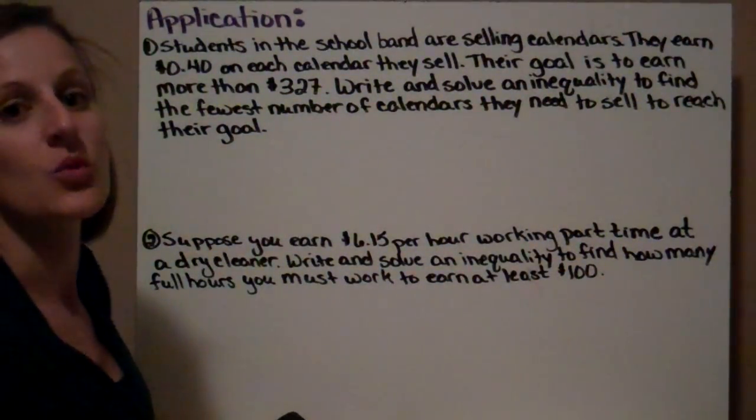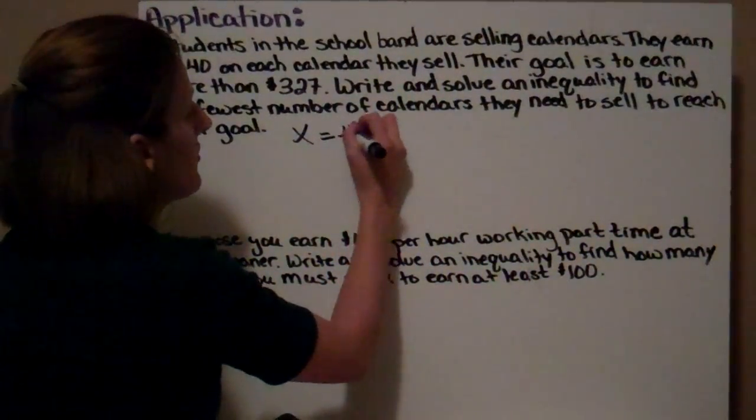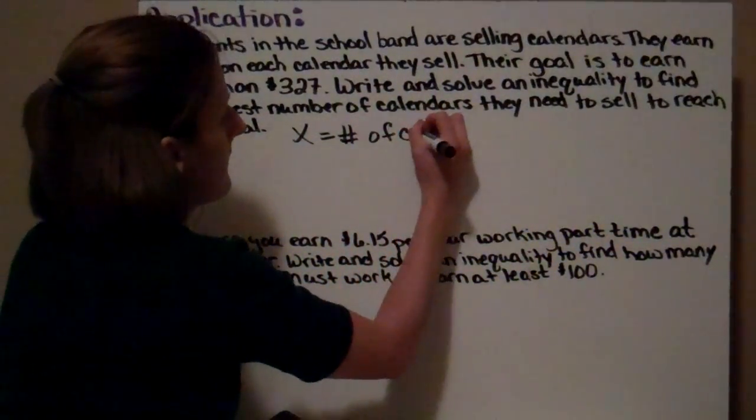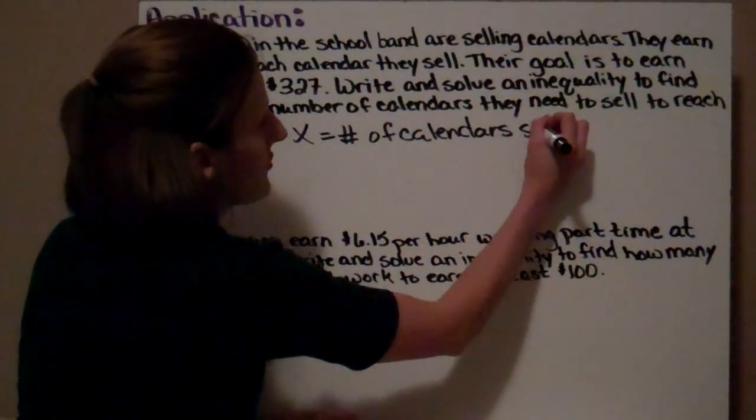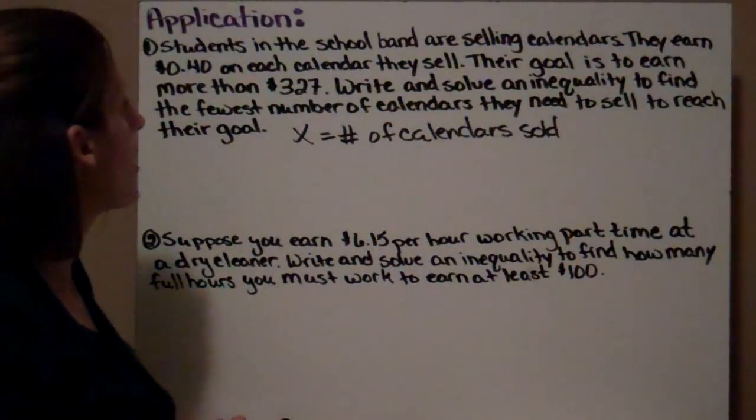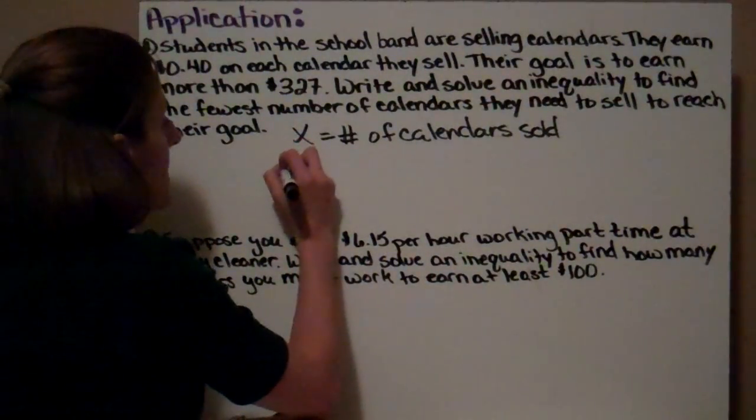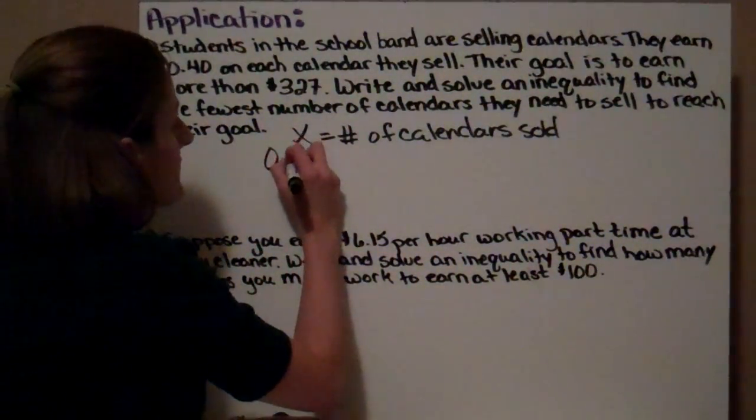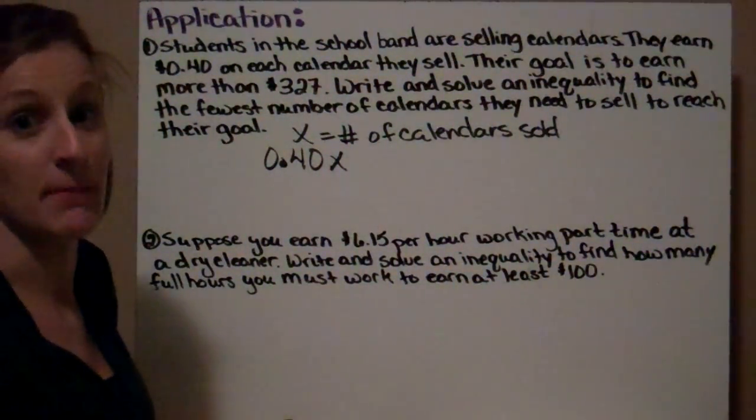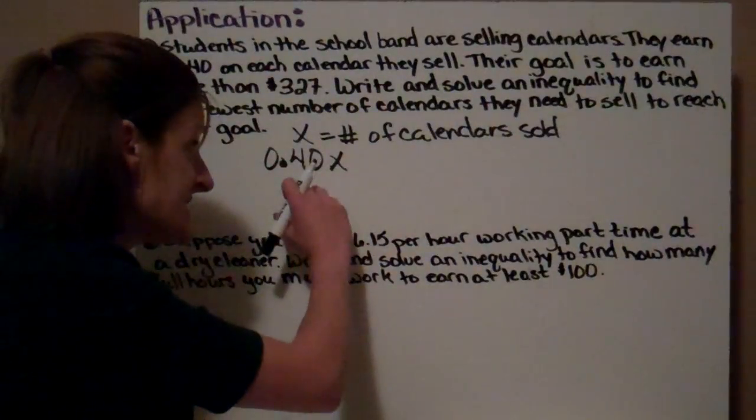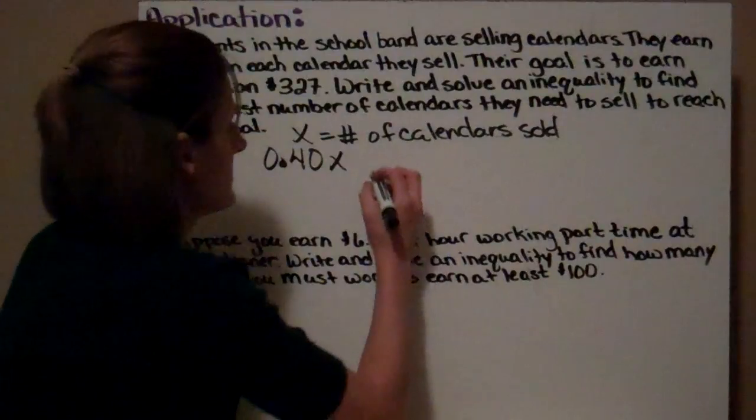So first thing I need to do, what is my x going to represent? Okay, we're going to say x represents the number of calendars sold. Alright, so they're going to get 40 cents per calendar. So that means I'm going to do 0.40 times the number of calendars. That's going to tell me how much I'm going to make. Now, we want this number to be more than 327.